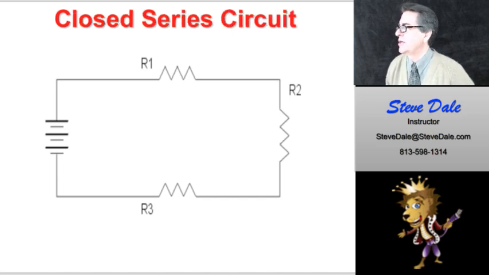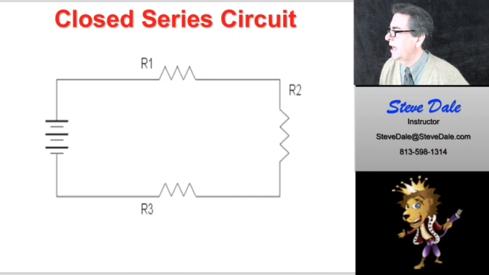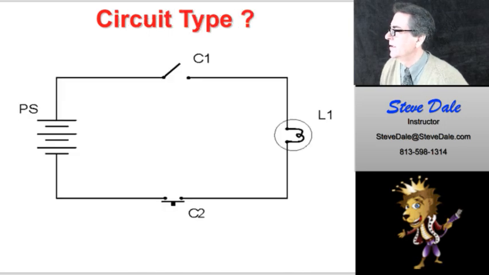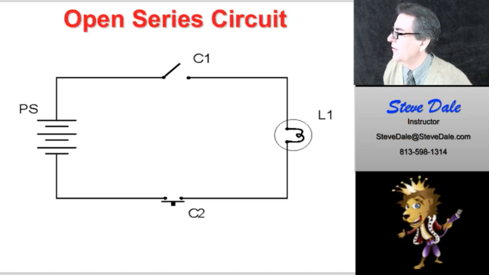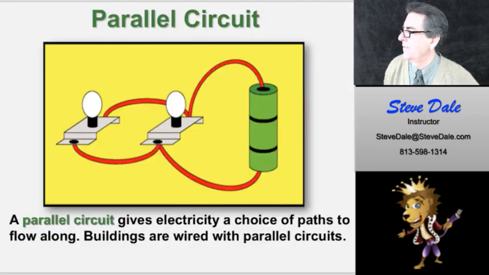Then this is a closed series circuit because it's got a complete flow through it. This is an open series circuit because you've got a switch in the loop. C1 is contact 1, it shows open. C2 is contact 2, it shows open. L1 is a light bulb. So C1 would have to be closed, which is a switch, and then C2 is a momentary push button. That would have to be closed in order for L1 to light.